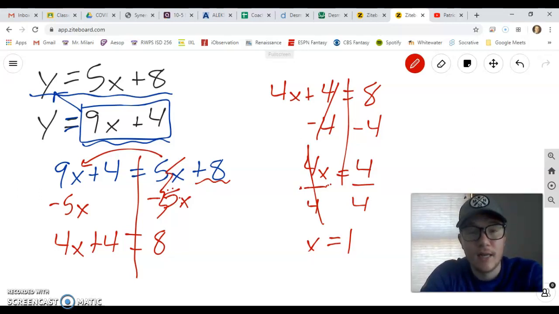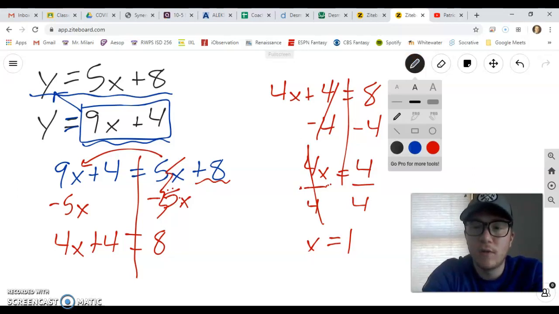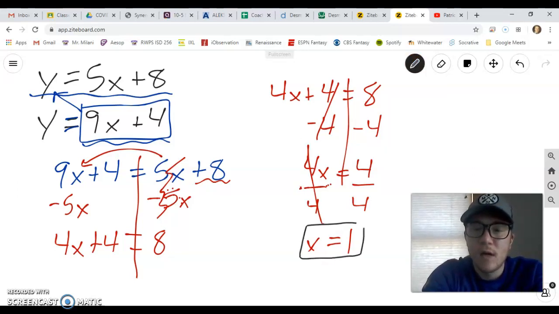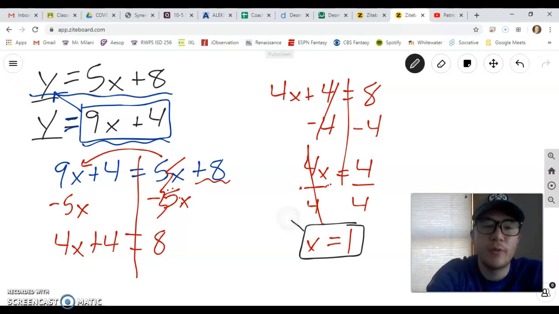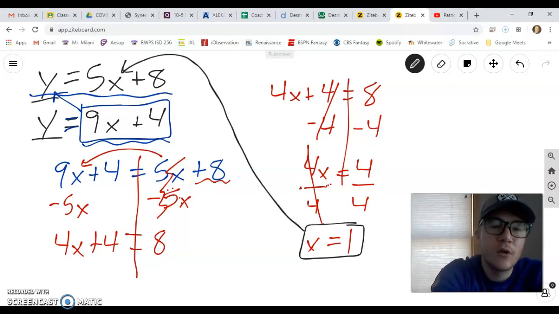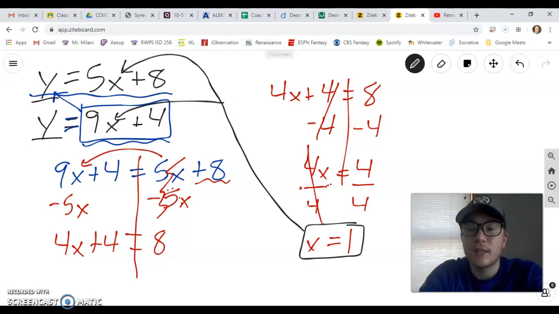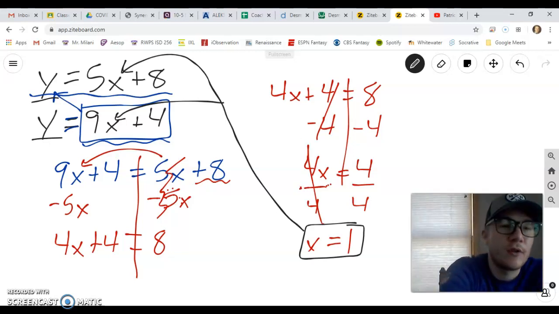So now I'm going to take that x equals 1, and I need to go find a y. Doesn't matter which one you plug it into. You could plug it in for this x or this x. You're going to get the same y value. You're going to get the same correct answer. Doesn't matter which one you choose. Let's do the top one just for the heck of it.